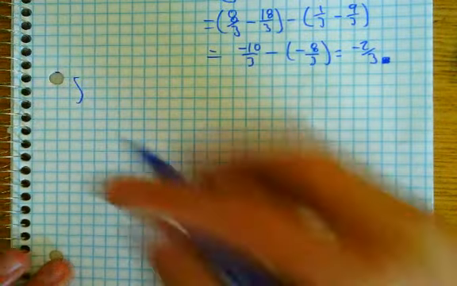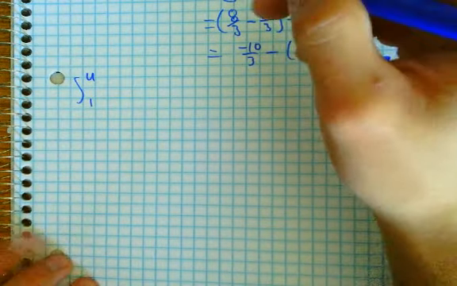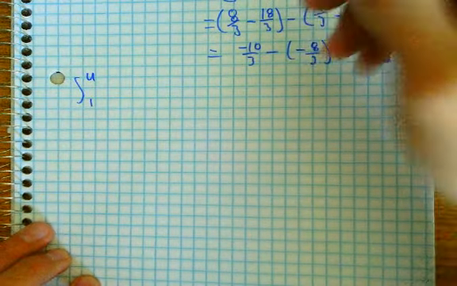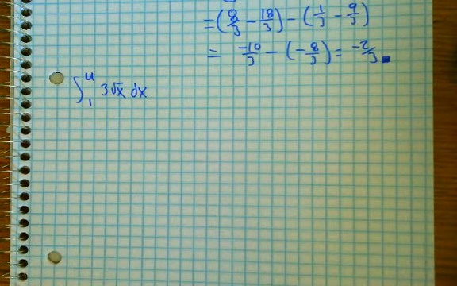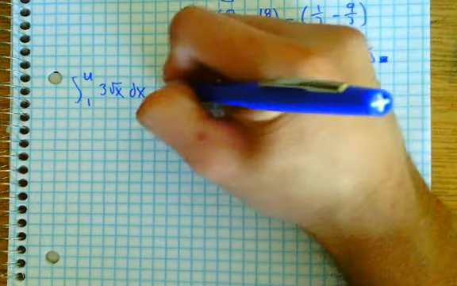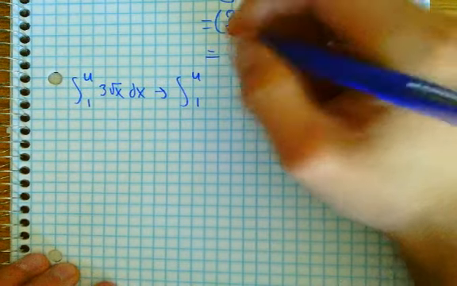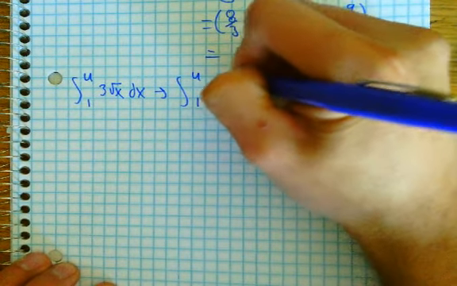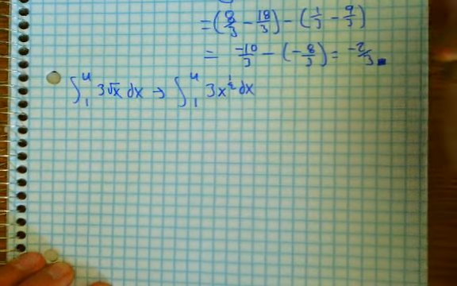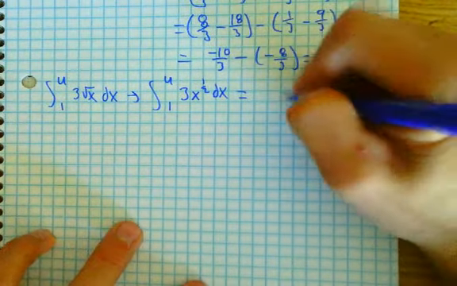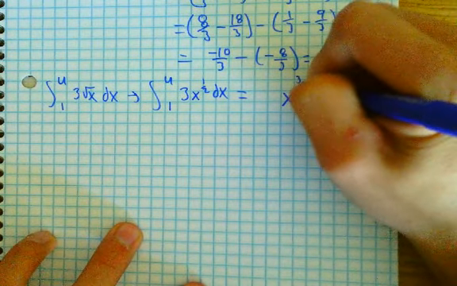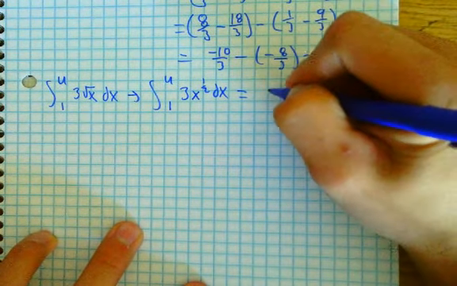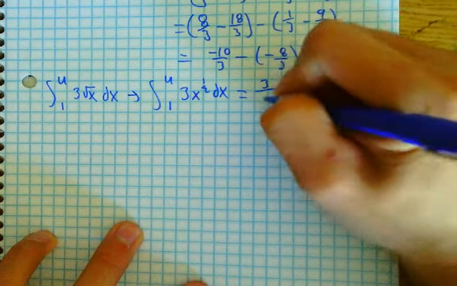So let's do the integral between 1 and 4 of 3 root x dx. Okay, the first thing I am going to do is rewrite this problem as the integral from 1 to 4 of 3x to the positive 1/2 dx. Now we're ready to integrate. So we're going to add 1, so that becomes x to the 3/2, and divide the 3 by the 3/2.